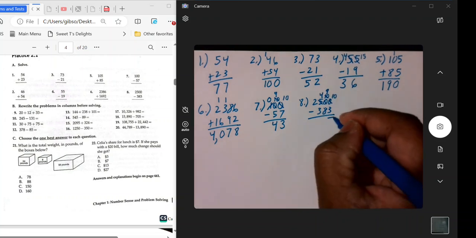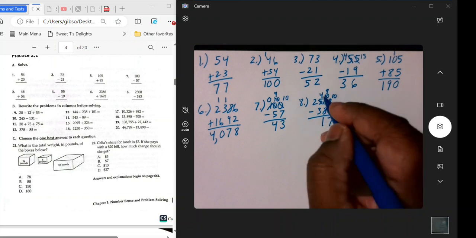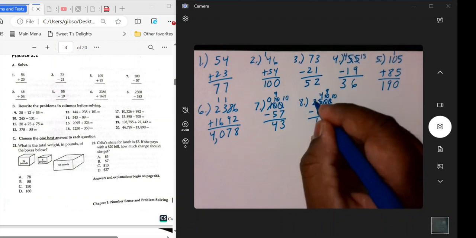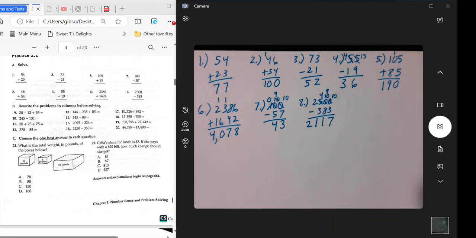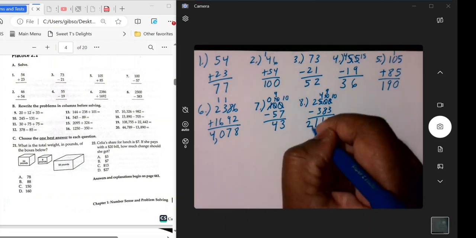10 minus 3 is 7. 9 minus 8 is 1. 4 minus 3 is 1. And 2 minus 0 is 2. So we had 2,117.